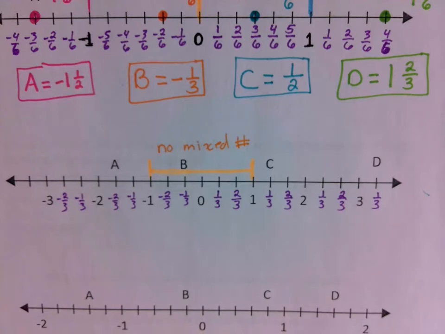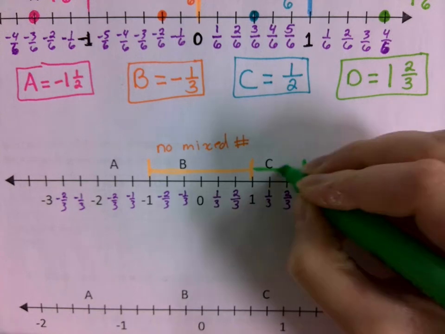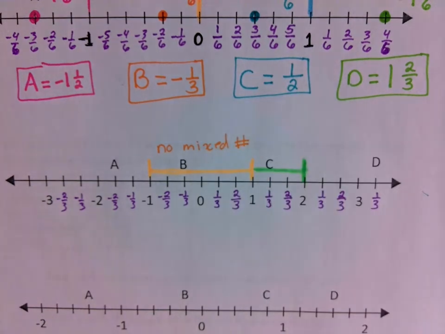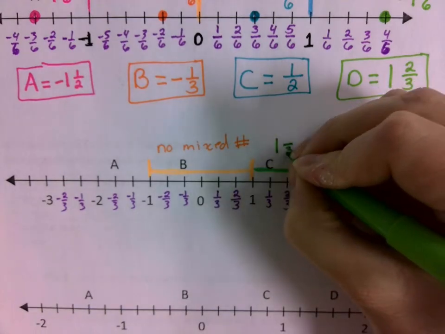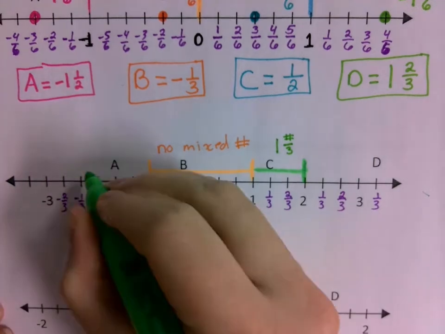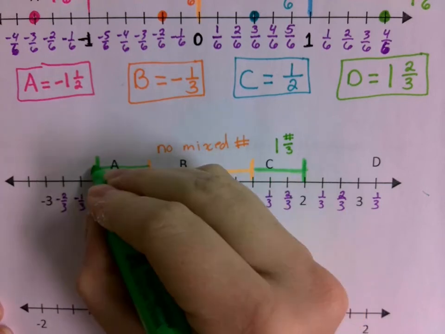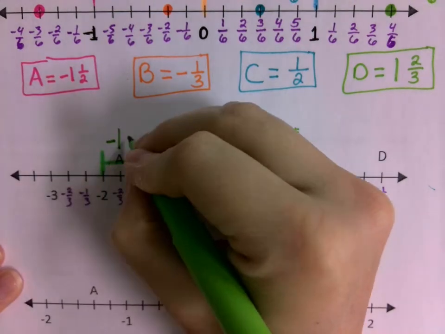Anything ranging between a 1 and a 2 is going to have a mixed number of a 1 and then some value over 3. And same thing for the reverse of it, going from the -1 to a -2. All of those values are going to have a mixed number of -1 and some value over 3.